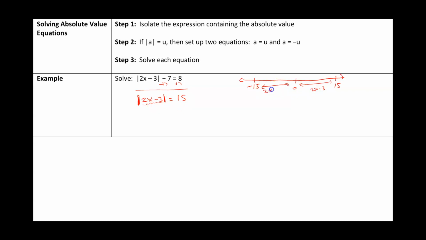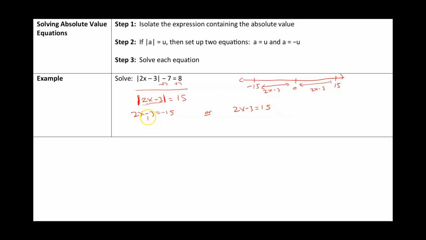This distance is represented by the expression 2x minus 3. So therefore, we're going to set 2x minus 3 equal to negative 15, or 2x minus 3 equals positive 15. Because we want to find the value of x that makes the number inside this absolute value negative 15, since its absolute value is 15. Same thing over here. We want to find which value of x makes the absolute value equal to positive 15.